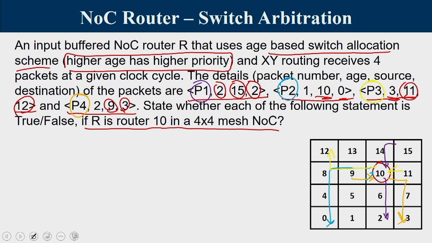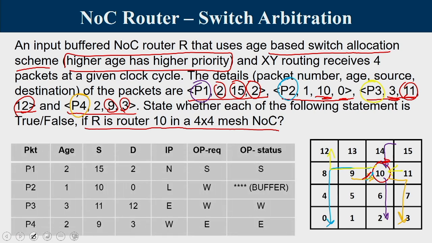So P1 is entering router 10 through the north input port. That is what is being shown there. Now P2 is coming from the local input port and trying to go towards the western direction. P3 is coming from the east direction and trying for west, and P4 is coming from 9, that is, 9 is connected to west, so it is coming from the west input port and trying to move towards east.